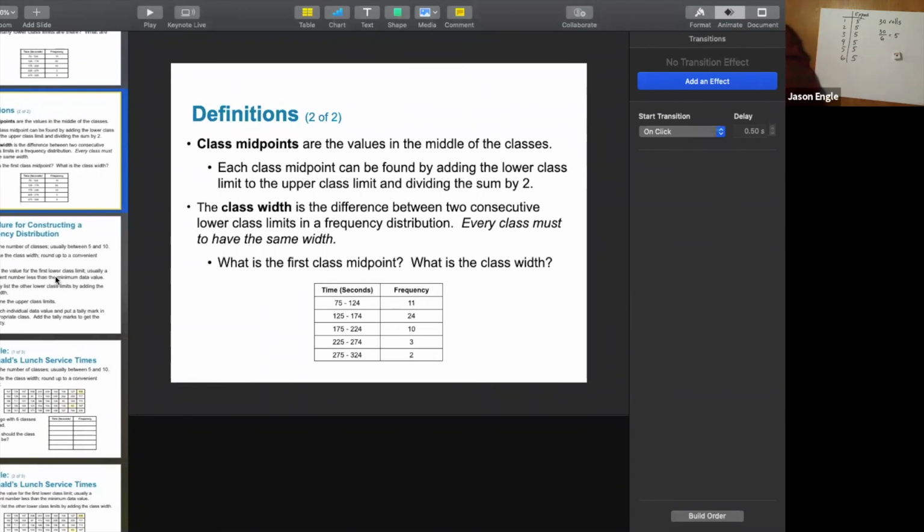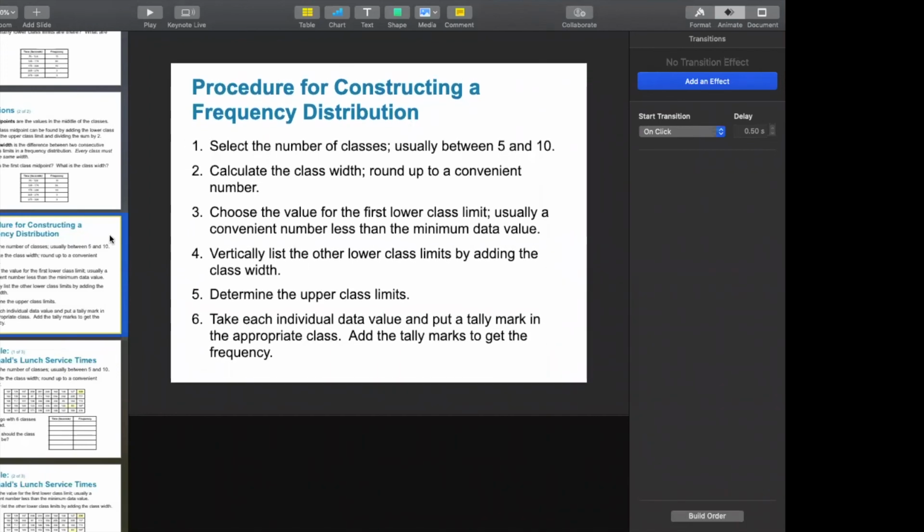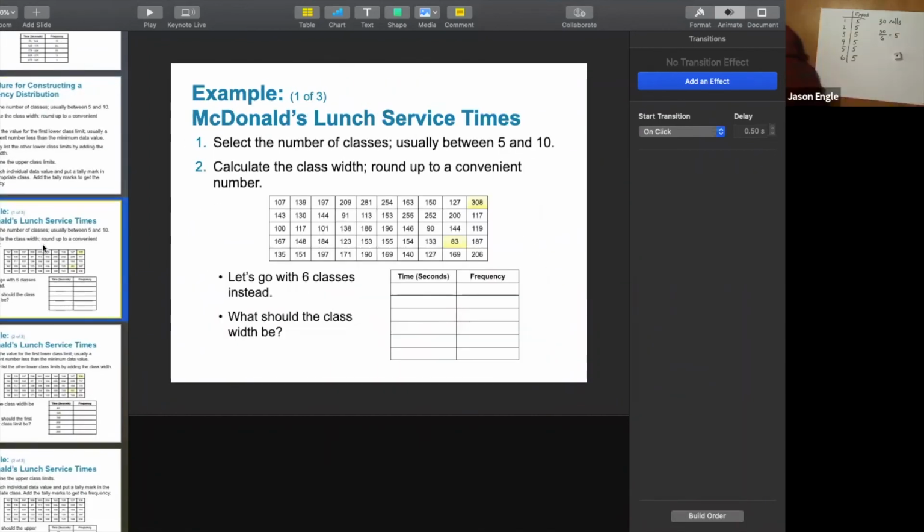So in this next example, on this slide, this will make more sense as I explain it, but basically these are step-by-step instructions for how to construct a frequency distribution. All of these 6 step-by-step instructions are going to be described in the next couple of slides, so I'll just jump straight to it.